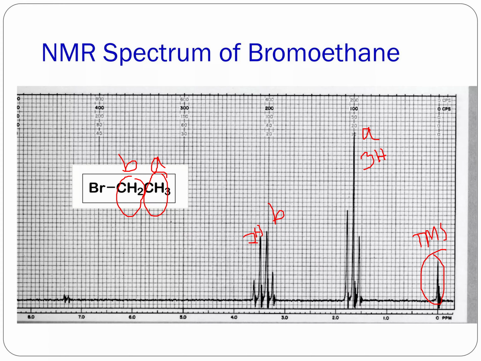Then splitting. How will splitting happen? The splitting will depend on the nearby atom. For A, look at the neighboring atom: it has 2 hydrogens, 2 plus 1 is equal to 3, that means 3 splittings. You can easily see the 3 peaks here. And for B, how much splitting will there be? 3 plus 1 is equal to 4, 4 splittings. You can see a clear pattern of 4 peaks.